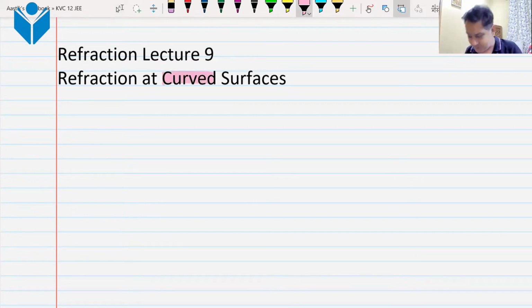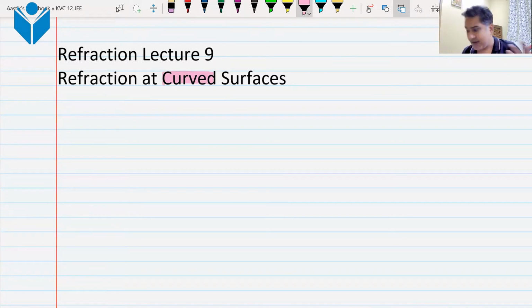So we are following the same blueprint as we did for reflection. We first studied reflection by plane surfaces, then we went on to reflection by mirrors or curved surfaces. We are doing the same thing here. First we have studied refraction at plane surfaces, whether it was one surface, or a two-surface glass slab, or two surfaces inclined at an angle, which was a prism. We have seen dispersion, we have seen deviation, and now we welcome curved surfaces.